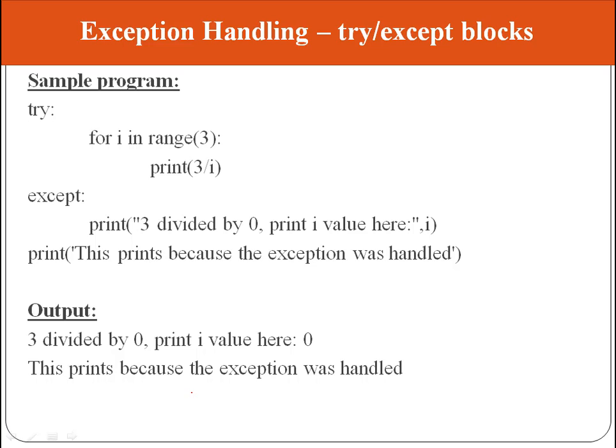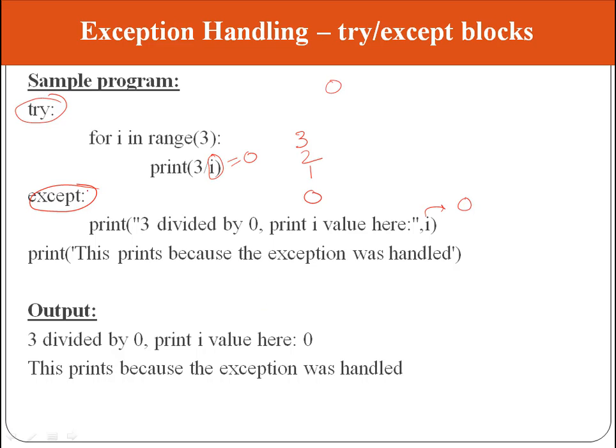Another example. Here again you have a try and an except. Here we are doing for i in range(3), print 3 divided by i. So 3 divided by 0, print i. When it comes to it, it started with 0, so in the beginning i has been given the value 0.